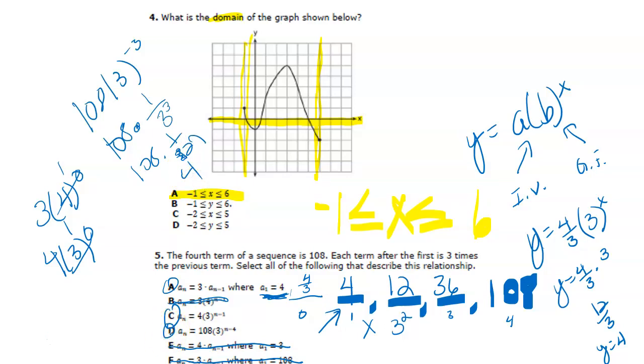So we get A, C, and D. Again, E doesn't work because A sub 1 is not 3. F doesn't work because A sub 1 is not 108. Okay, so we just get A, C, and D.